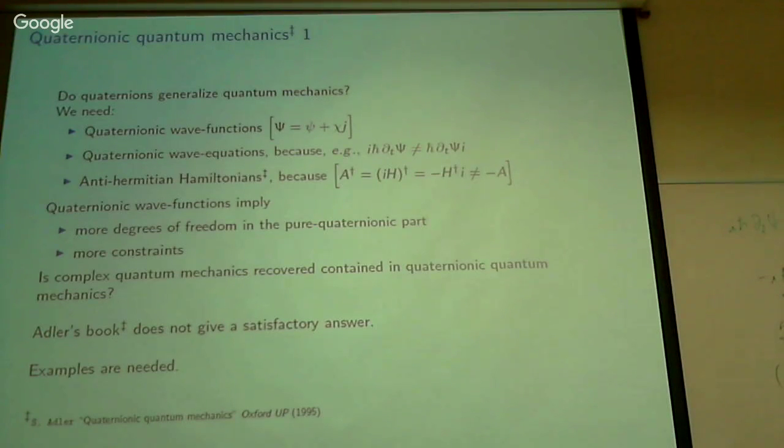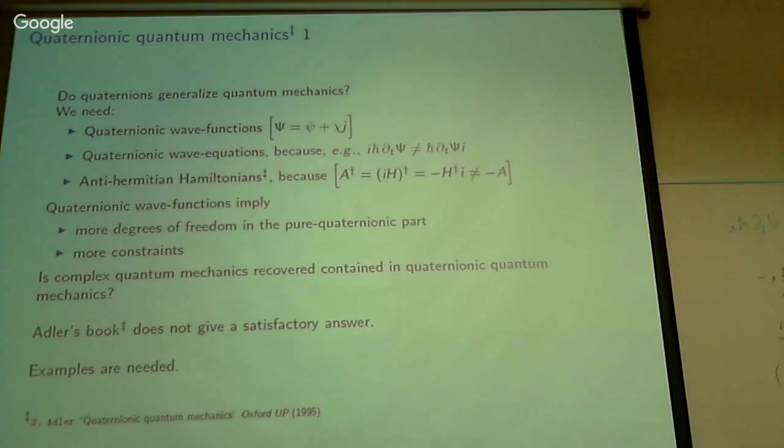If you just change the Hamiltonian to anti-Hermitian in quantum mechanics, this is not a problem. The question is that you will not have a real spectrum. You have a pure imaginary spectrum. So you just multiply your spectrum by i. It's just a matter of a factor of i.